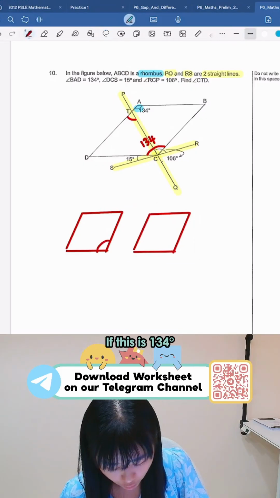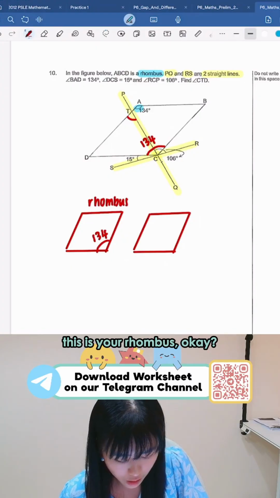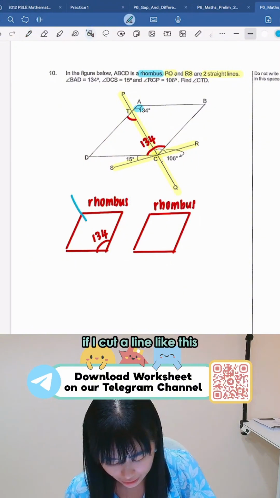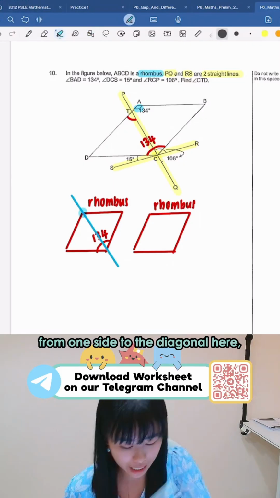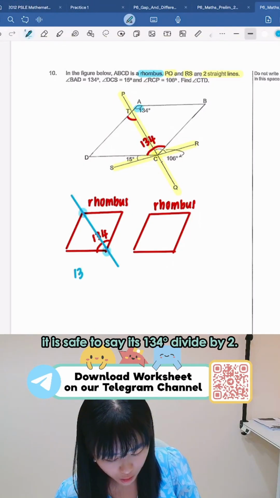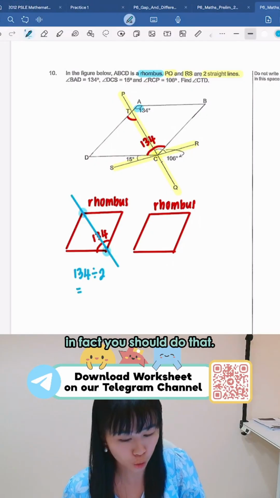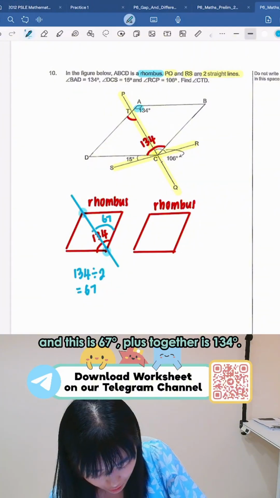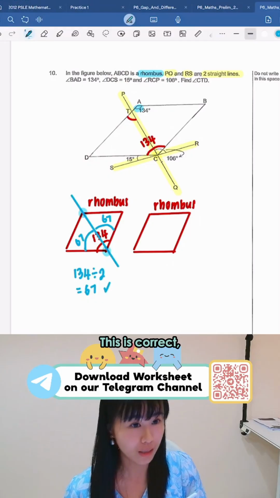Okay, so if this is 134, everybody, and this is a rhombus, I want you to bear in mind, this is your rhombus. Now, if I cut a line like this, bearing in mind I cut from one corner to the diagonal corner, it is safe to say it's 134 divided by 2. It is okay to do that. In fact, you should do that. It is 67. So this is 67 and this is 67, together is 134. This is correct, everybody.